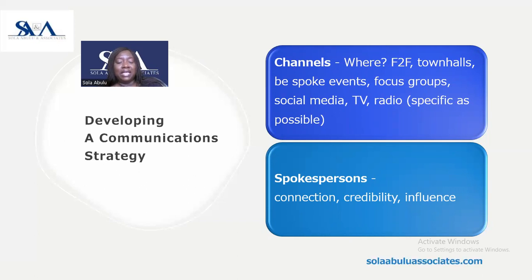So then you move to the next thing, which is where you talk about the channels. So where am I going to meet these people? Is face-to-face required? Do I need to use our normal town halls? I'm a great believer in using the platforms that exist where people already are. I don't believe in trying to create a new platform and then telling people to come there.